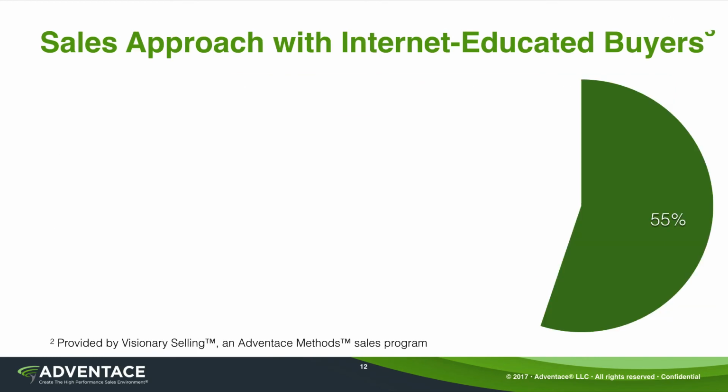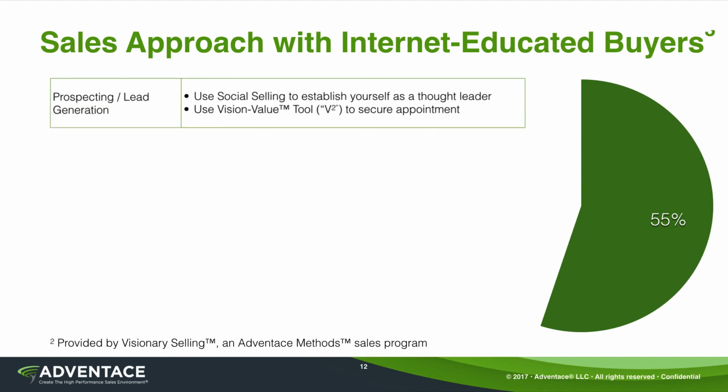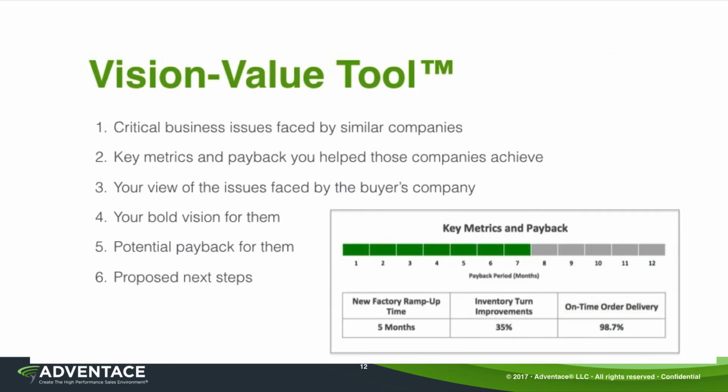This stands in stark contrast to the approach sellers should take with internet-educated buyers. Here, when it comes to prospecting and lead generation, you should use social selling to establish yourself as a thought leader. Then you should use what we call a vision value tool to secure the appointment. That tool is specifically designed to help you show buyers how you helped similar companies solve important business issues, the payback they achieved, your view of the issues impacting your buyer's company, and the capabilities they'd need to boldly take their business to new heights.